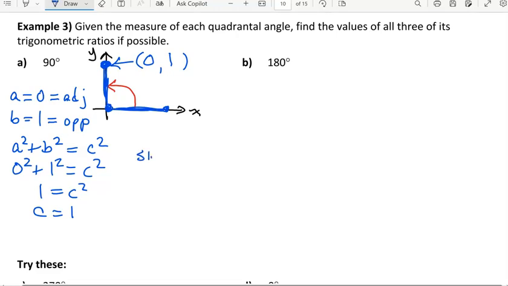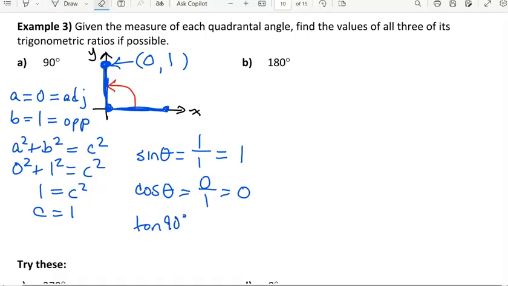So sine of angle theta is equal to the opposite over the hypotenuse, which simplifies to 1. Cosine of angle theta is equal to the adjacent over the hypotenuse, which simplifies to 0. And tangent of 90 degrees. Actually, I should be more specific here, and instead of writing sine of theta, write sine of 90 degrees, cosine of 90 degrees, and tangent of 90 degrees. Tangent is opposite over adjacent. That's going to be 1 over 0, and remember that that is undefined.